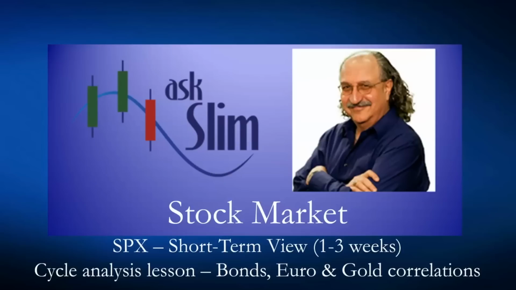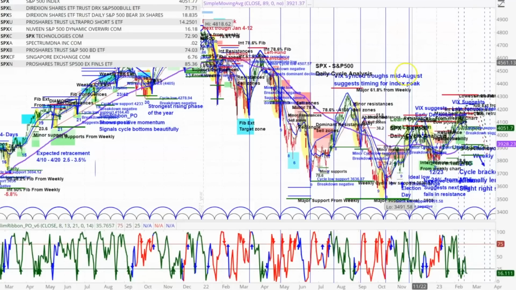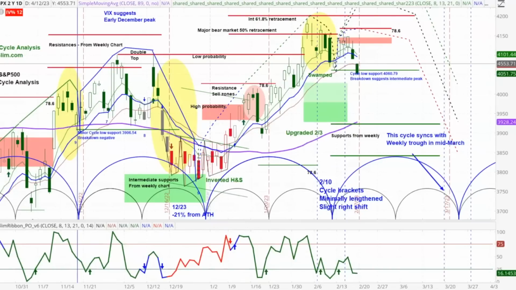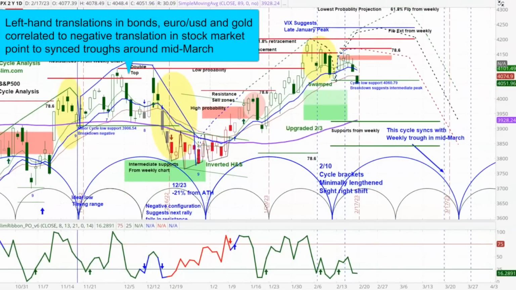But now I want to show you what's going on in SPX, in the S&P 500. And this is another left-hand translation. I'm not surprised to see this. Now, this upper track right over here, and I left this in, we had it labeled as the lowest probability. This really needs to come out because there is your breakdown right over there, and this is your left-hand translation, just like we see in the other markets.